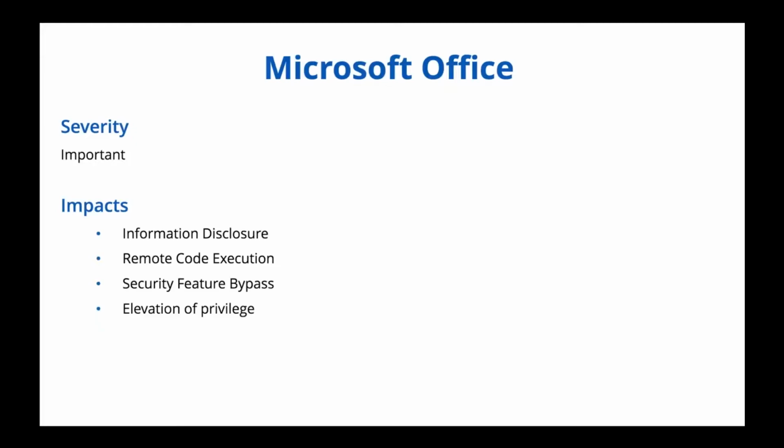So Microsoft Office updates were mostly deemed with the severity ranking of important. So the impacts were information disclosure, remote code execution, security feature bypass, and elevation of privilege. In information disclosure, the attacker gains access to confidential corporate data, and he can act or change or delete the data. Remote code execution allows an attacker to arbitrarily inject code and take control of the systems.